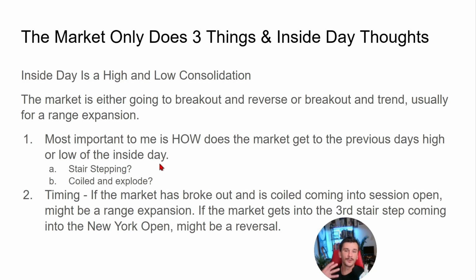And also, how do we get back to one of those levels? Let's say that we have an inside day. I have pictures for all this, so just bear with me. I'm working our way into a better understanding, hopefully. How do we get back to the previous day's high or the previous day's low? Do we get there in a stair-stepping motion, or are we coiled under or above a level to explode, going from the inside of a range to get back to the outside of that range?